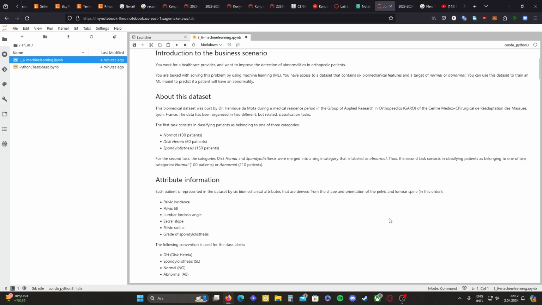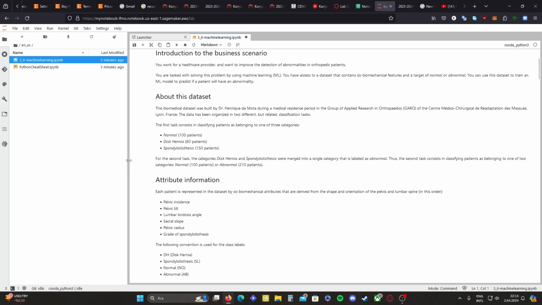Introduction to the business scenario. We work for a healthcare provider and want to improve the detection of abnormalities in orthopedic patients. We are tasked with solving this problem by using ML. We have access to a dataset that contains 6 biomechanical features and a target of normal or abnormal. We can use this dataset to train an ML model to predict if a patient will have an abnormality.